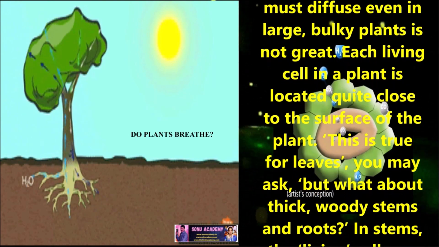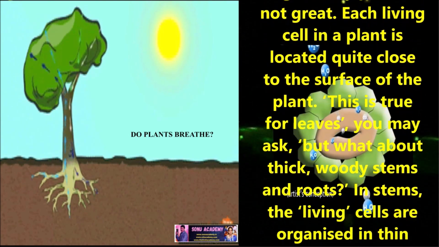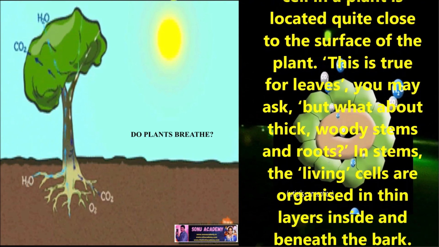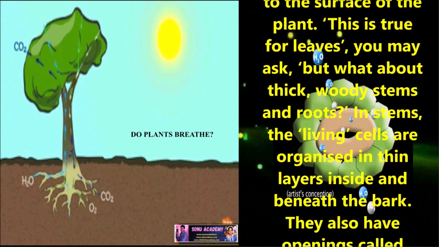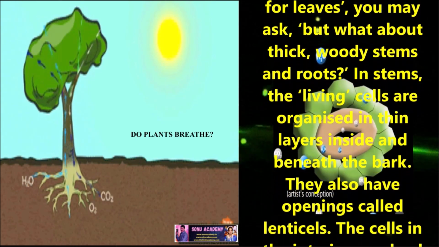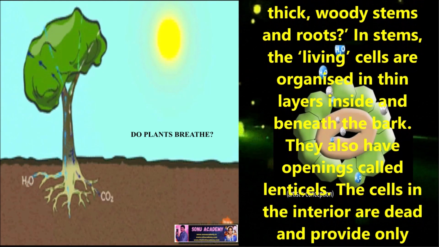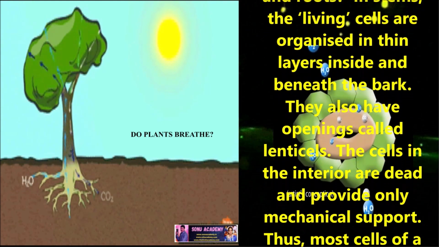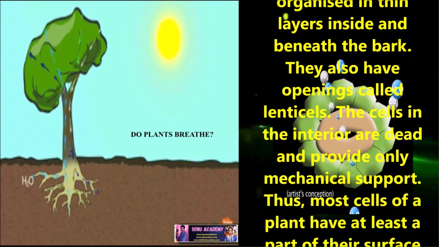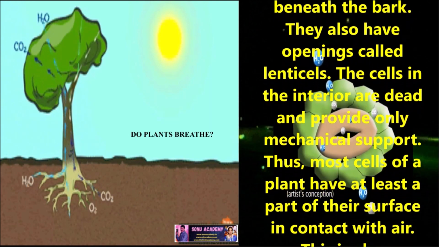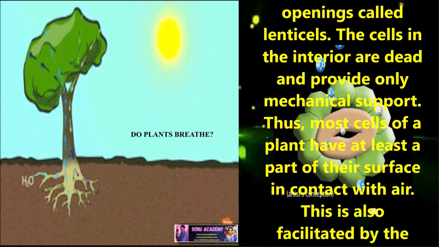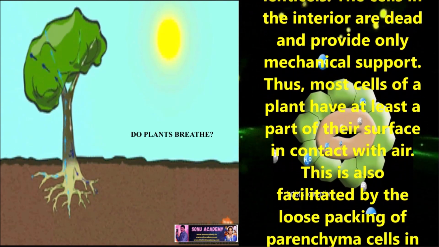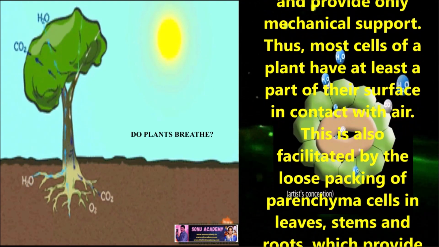Each living cell in a plant is located quite close to the surface of the plant. This is true for leaves. So, you may ask, but what about thick, woody stems and roots? In stems, the living cells are organized in thin layers inside and beneath the bark. They also have openings called lenticels. The cells in the interior are dead and provide only mechanical support.